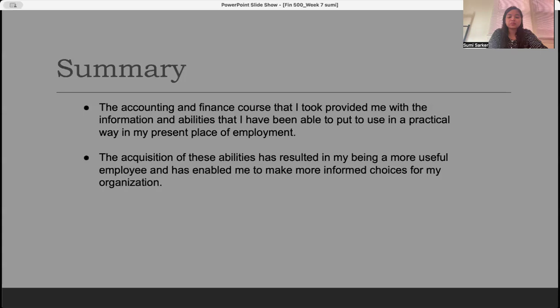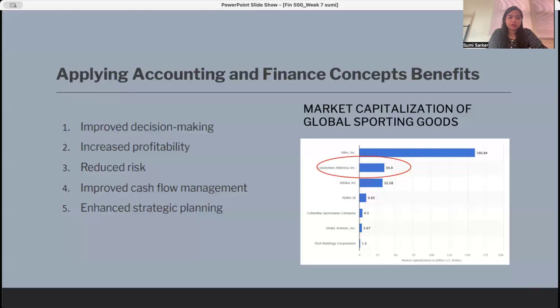In addition to the specific examples I mentioned, I would also like to talk about the general benefits of applying accounting and finance concepts in the business world. These benefits include improved decision making. Accounting and finance data can help us to make better decisions about pricing, production, marketing, and investments.